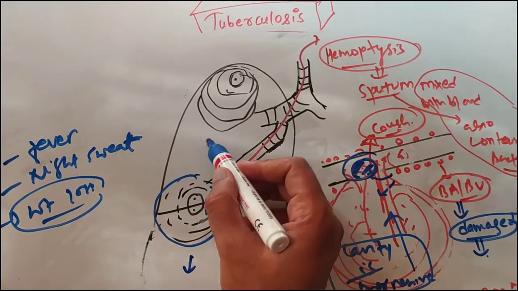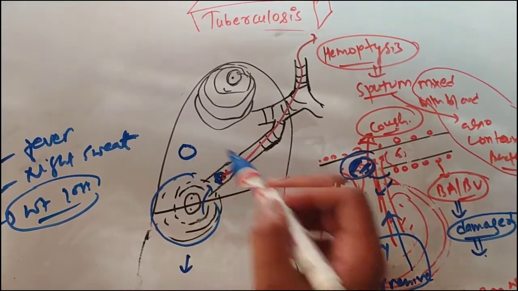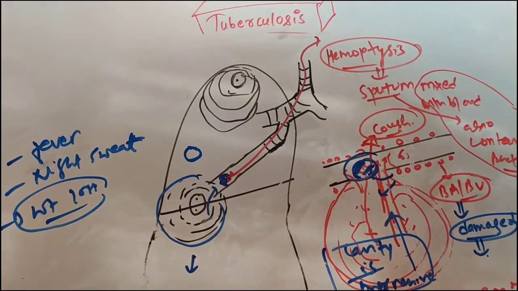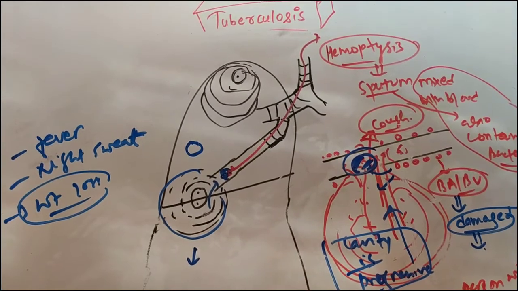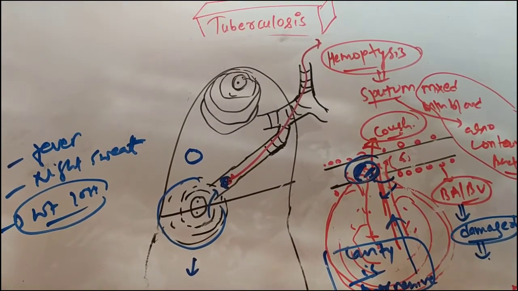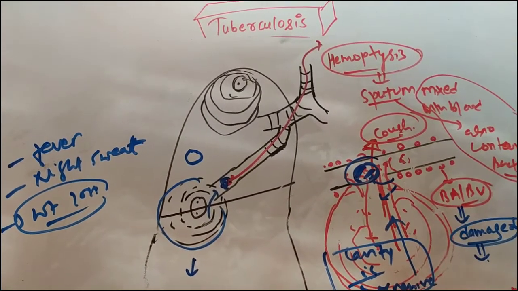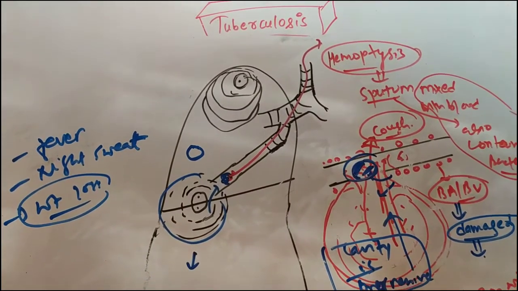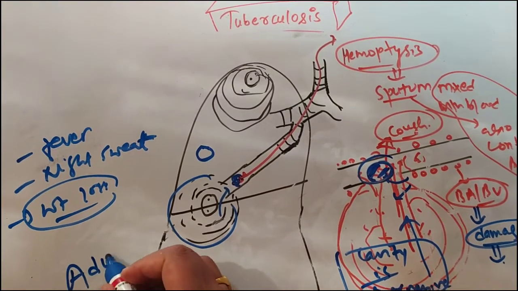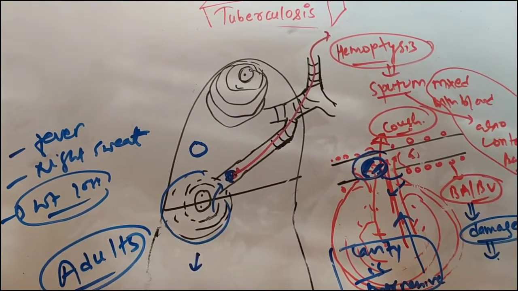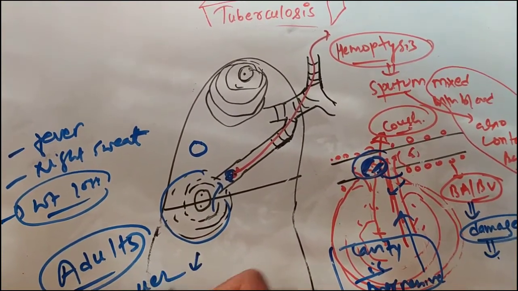If the cavity was small, it was not connected to the bronchioles. But if the cavity is larger, then only it will connect to the bronchioles or nearby airway. That is why if it is connected to the nearby airway, it means the cavity is larger, and the cavity will be larger only in the adults. The cavity will be much smaller in the case of children.